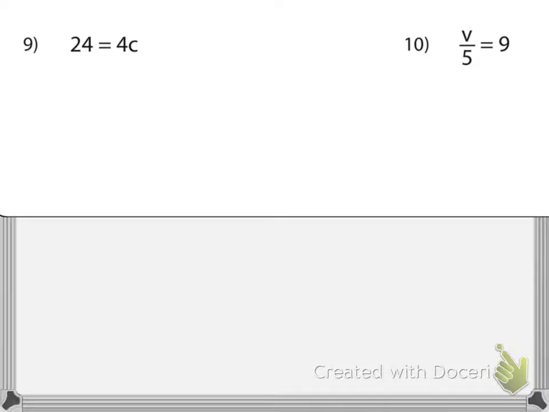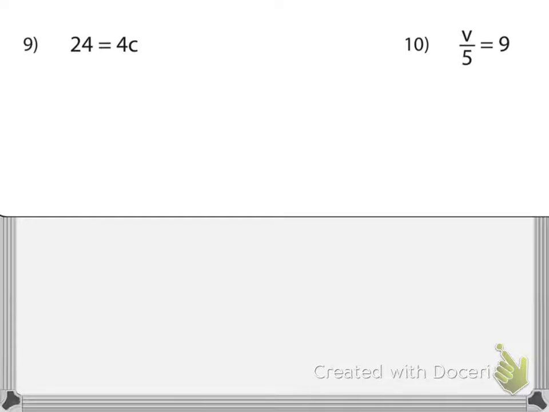Okay, so Josh, what operation am I going to do to solve number 9? What operation is happening there? Multiplication. So how am I going to solve it? Using the opposite. I use division. So Jamal, what am I going to do to each side?